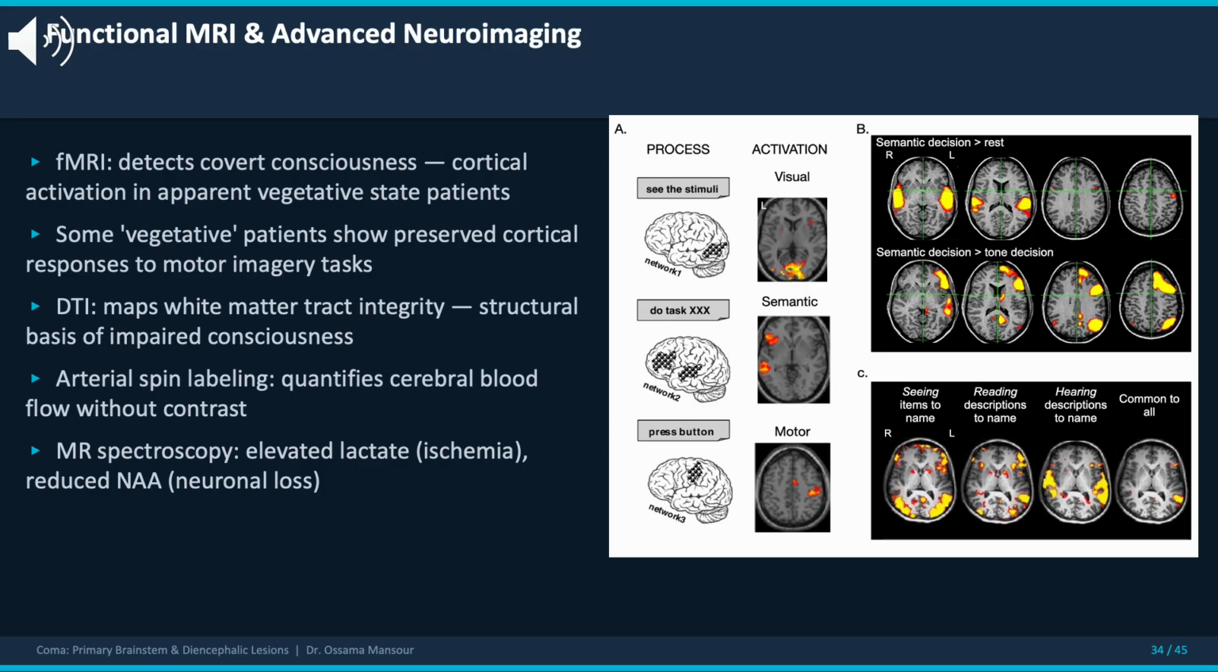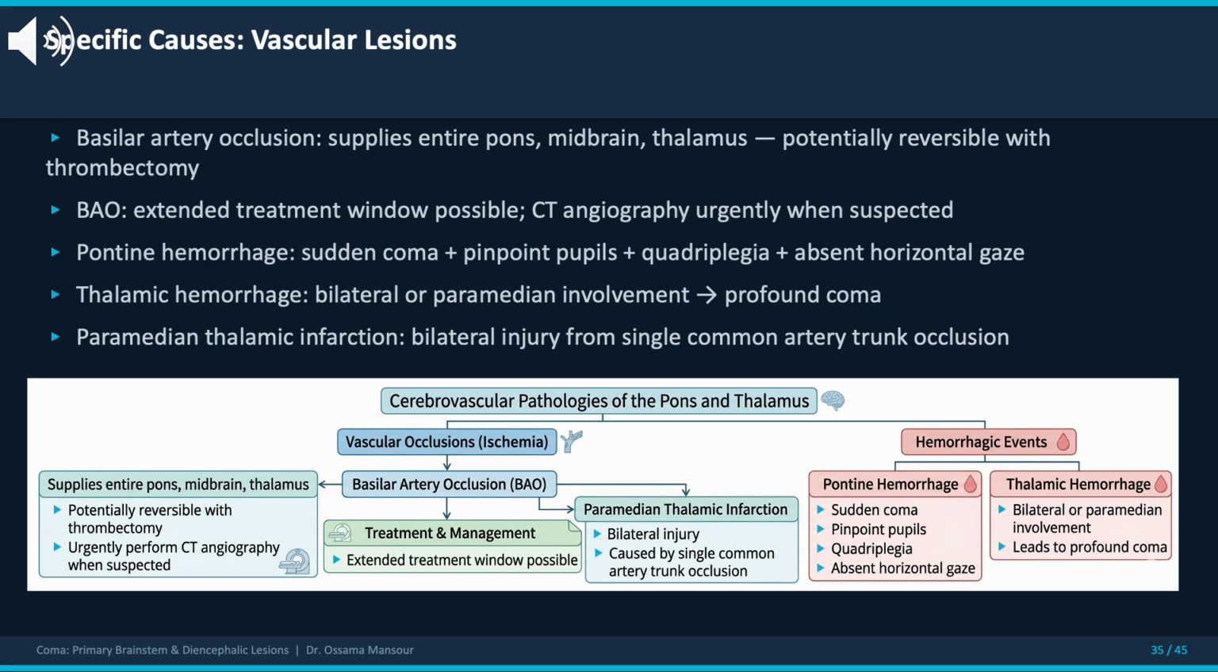These advanced techniques, while not yet standard of care, are increasingly being used in research settings and are gradually making their way into clinical practice. Now let's turn to the specific causes of coma due to primary brainstem and diencephalic lesions, beginning with vascular etiologies.